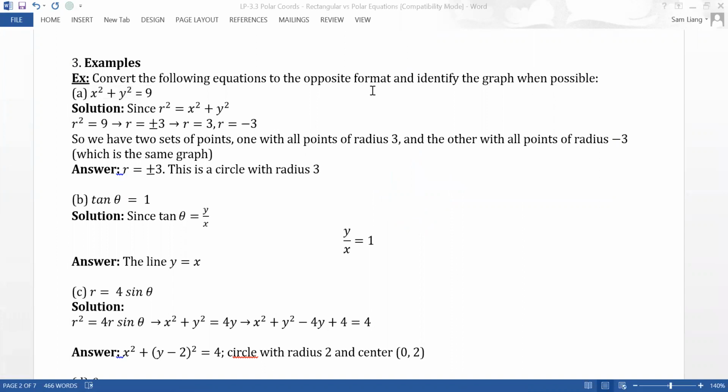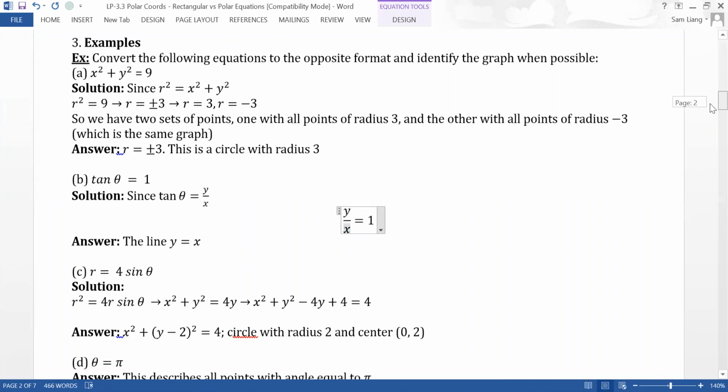Part B is tan theta is 1. And since tan theta is y over x, we get y over x equals 1. So just substitute that on the left. You get y over x is 1. And then cross multiply, get y equals x. Okay, so that's just a line, y equals x.